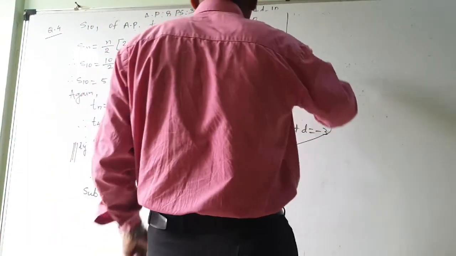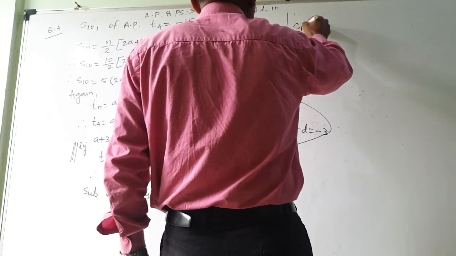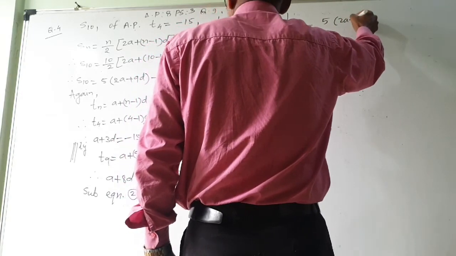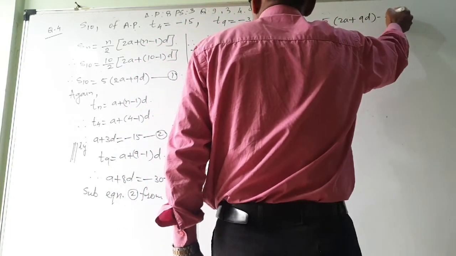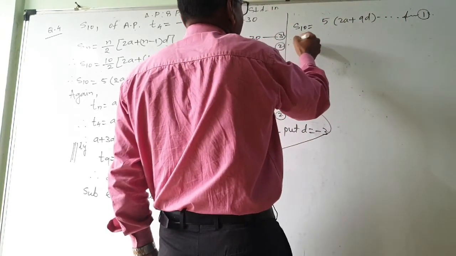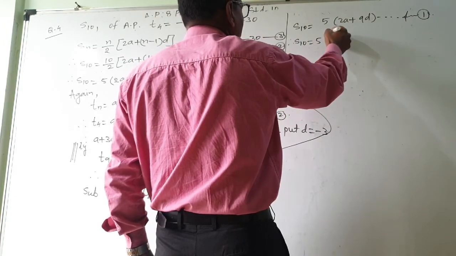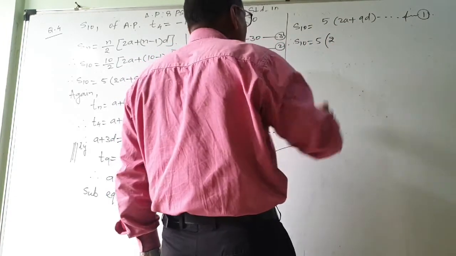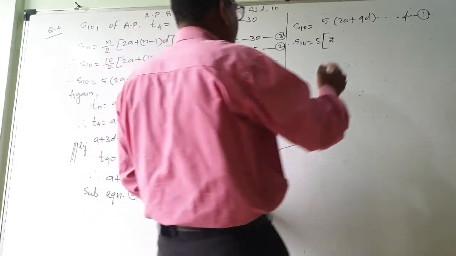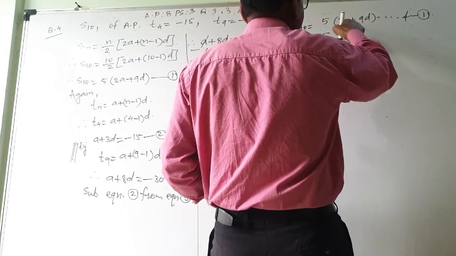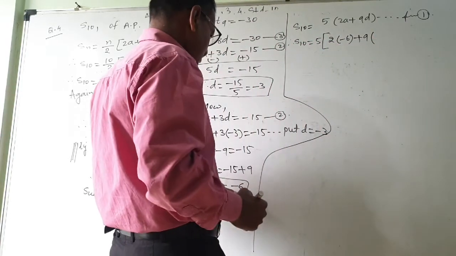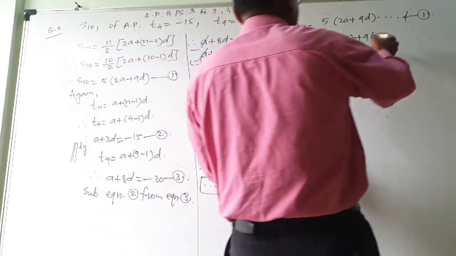Now, I want Sn. S10 is equal to, what is that? 5 into bracket 2a plus 9d. Therefore, S10 is equal to 5 into 2 into a, which is how much? I have to put the square bracket because a is negative. A is minus 6. Here I am substituting. Plus 9 into d, which is how much? D is minus 3.